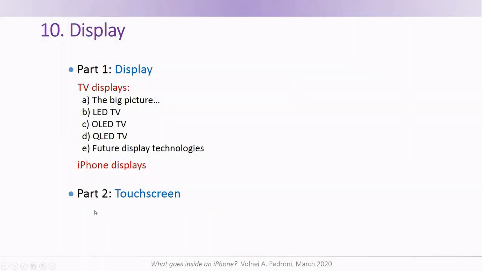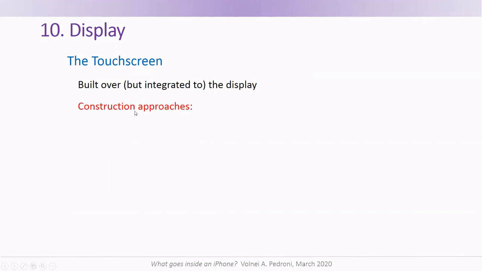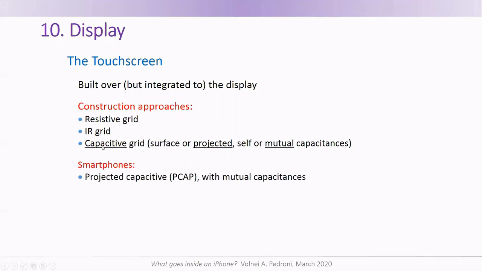We turn now to part 2, which deals with the touch screen. It is indeed much shorter than part 1. The touch screen is built over but is integrated to the display. Main construction approach: using a resistive grid, using an infrared grid, or using a capacitive grid. This is the option used in smartphones, but it has 4 sub-options here: surface or projected, self or mutual. In the case of our smartphones, it is capacitive, projected, and mutual.